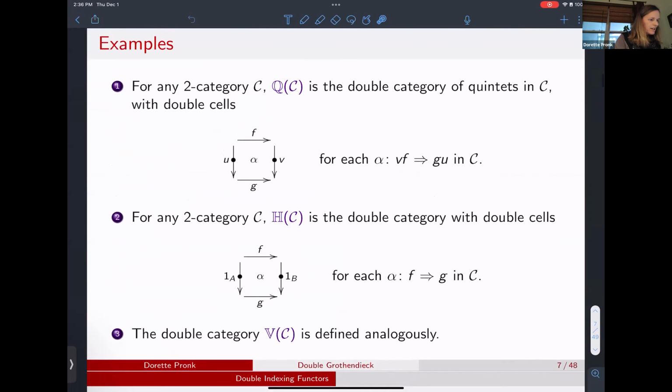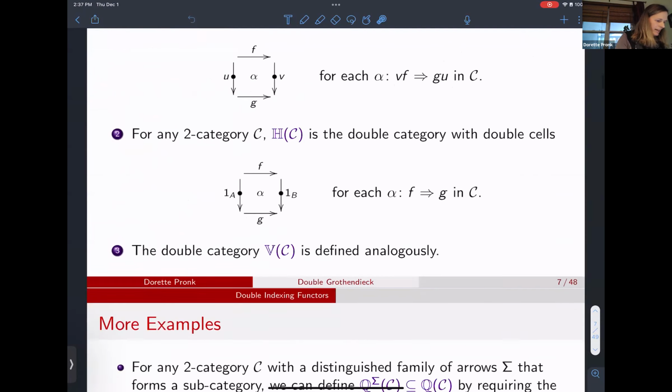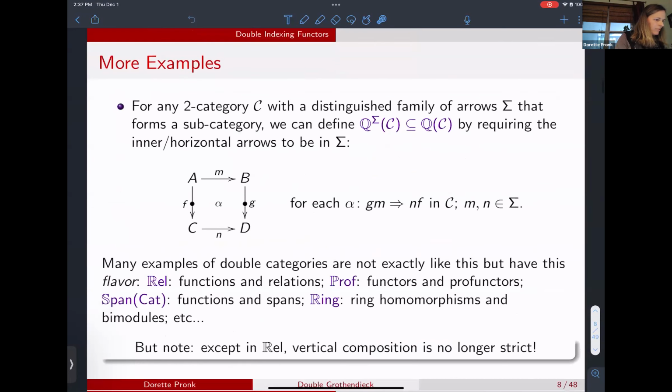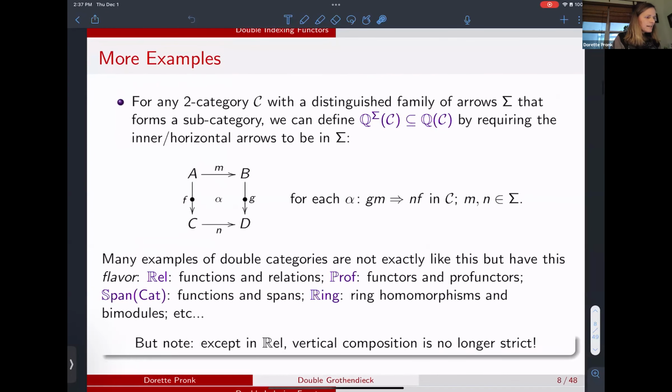Just as a reminder, any two category can be made into a double category either via the quintet construction, in a horizontal way or in a vertical way. We've seen these a couple of times now, and again, they're going to come back in a bit. One other thing I want to add is that we can also adjust our quintet construction a bit, which can be very helpful.